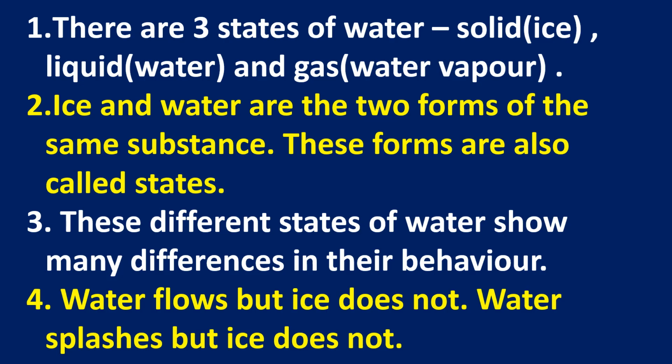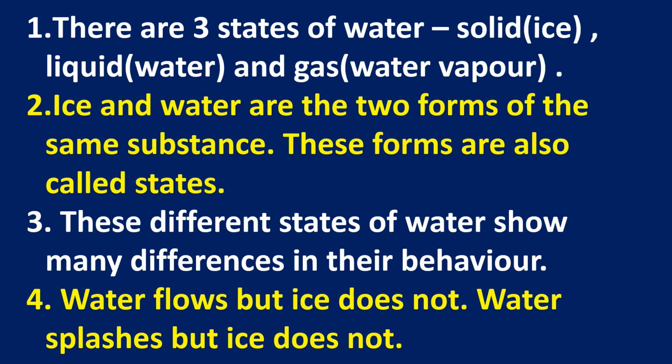There are three states of water: solid in the form of ice, liquid in the form of water, and gas in the form of water vapor. So water has three states: solid, liquid and gas. Ice and water are two forms of the same substance. These forms are also called states. Ice is formed with the help of water, and when ice melts it forms water. So they are two forms of the same substance, and these forms are called states.